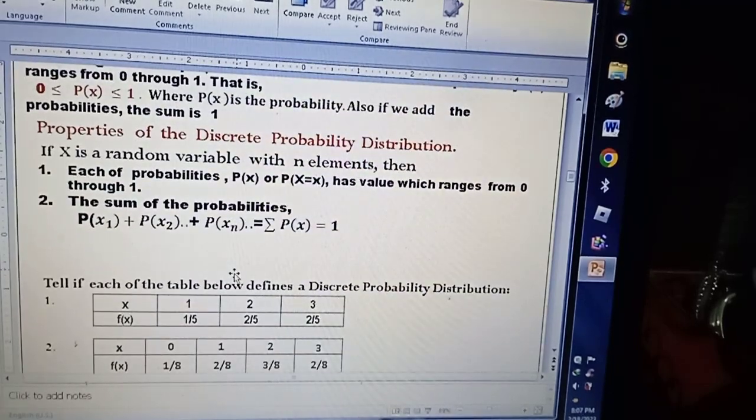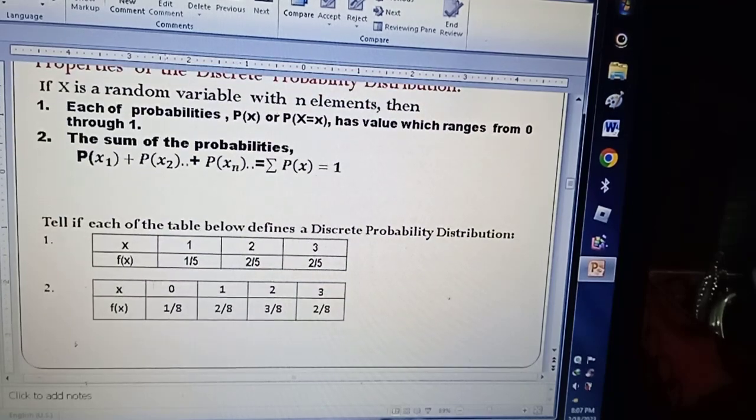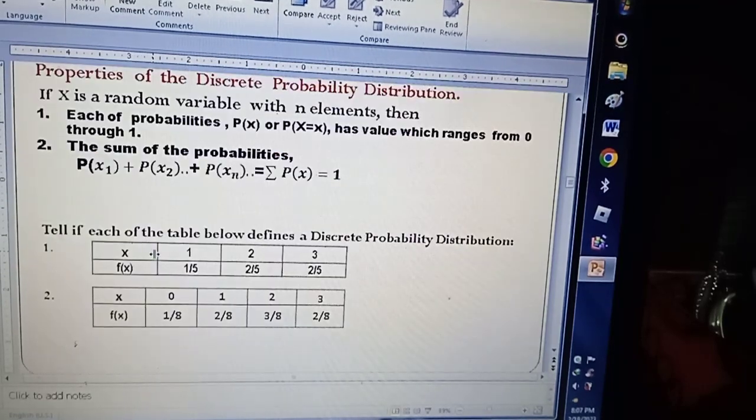Now let's apply that. Tell if each of the tables below defines a discrete probability distribution. For number 1, the random variable x is 1, 2, and 3, and the probability p of x equals 1/5, 2/5, and 2/5. How do we detect that it is a table of discrete probability distribution?